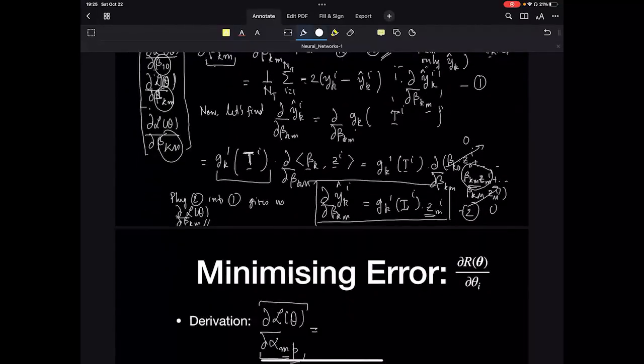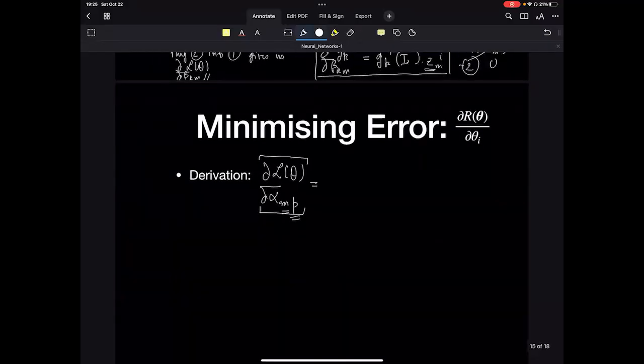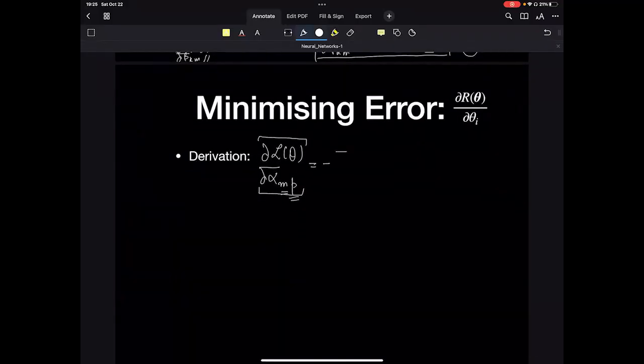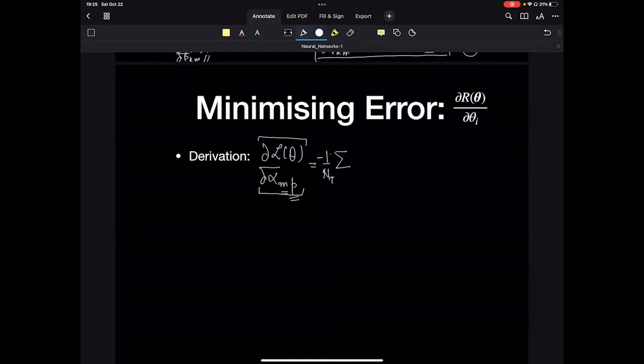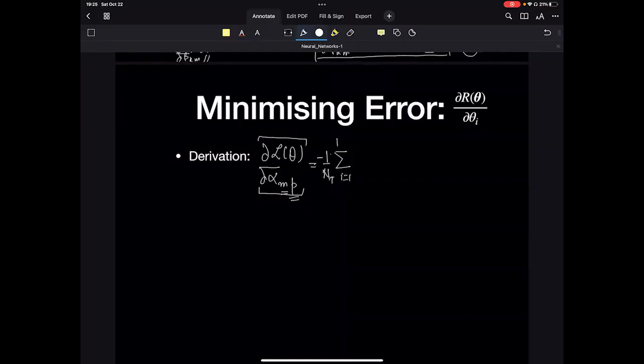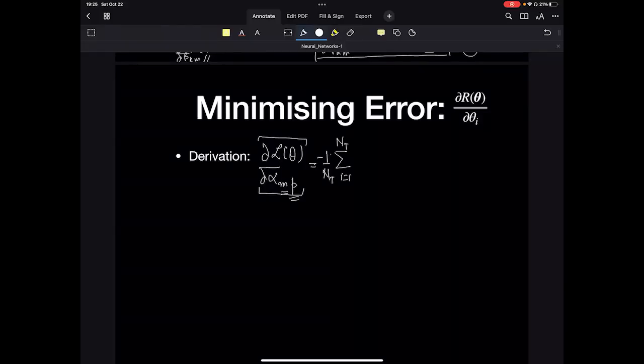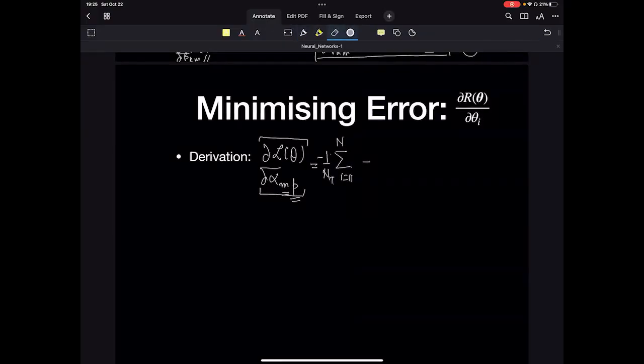Since we are running out of time for today, I will write out the expression and leave it as a small exercise for you to show it. Okay, so again we have 1 over nt. I'll write the minus sign here, i going from 1 to nt. And like we said earlier, we cannot ignore any of the k output nodes. So we are going to have something like this.